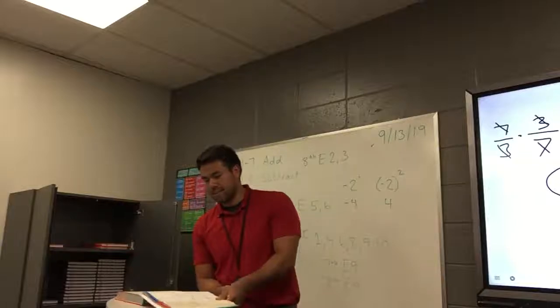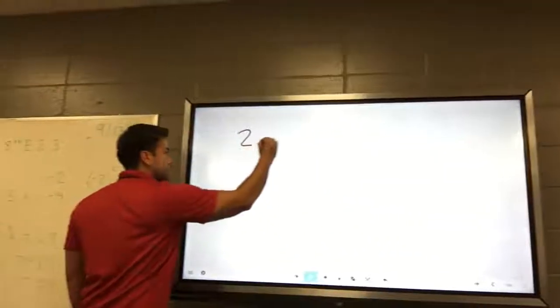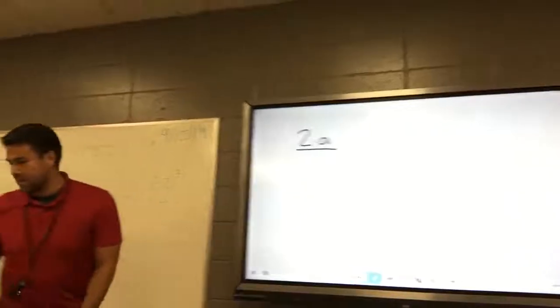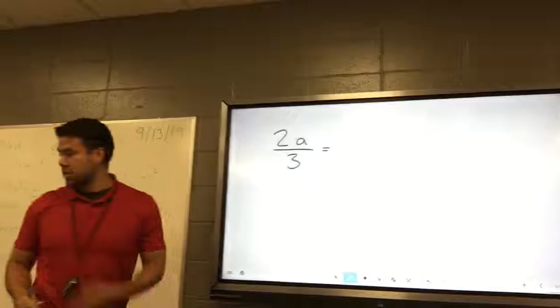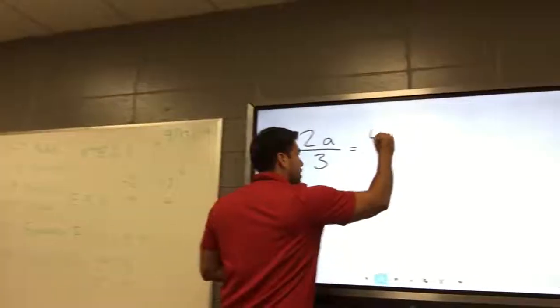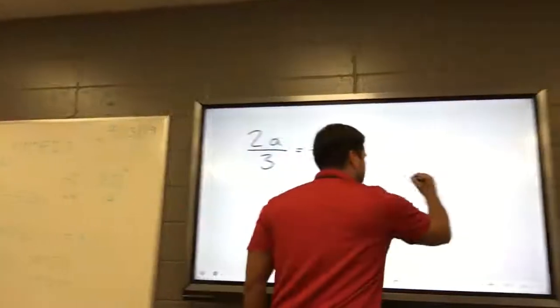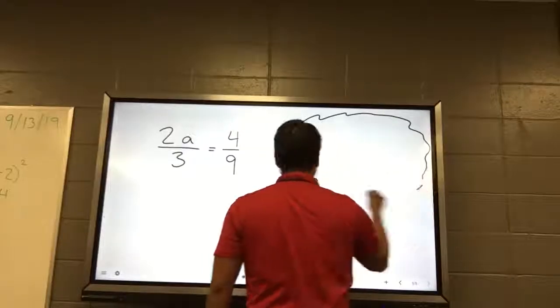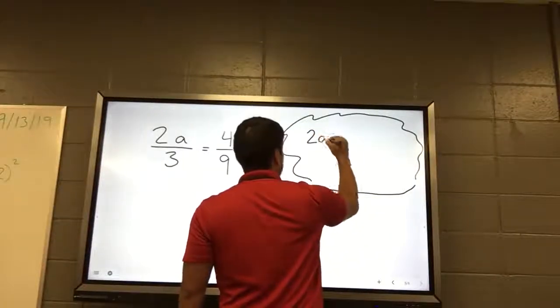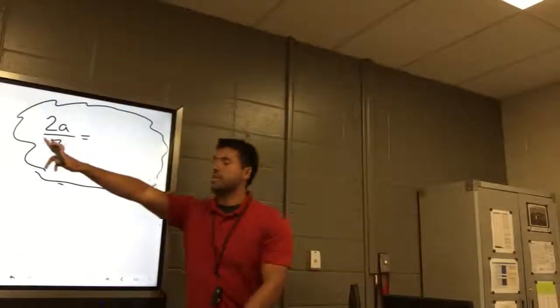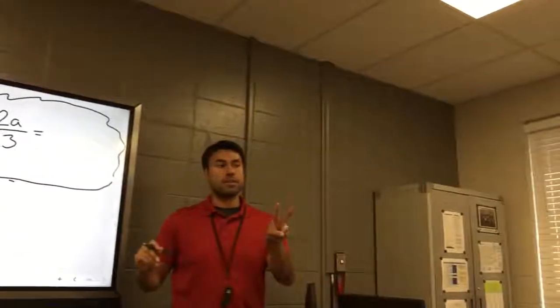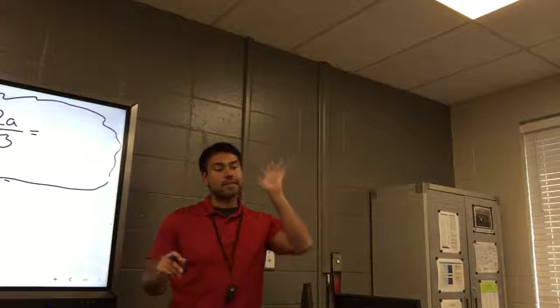Okay. Let's go with this one here, which is written slightly differently. 2a over 3 equals 4/9. Okay. You need to understand something. This is my thought bubble. 2a over 3 is also equal to, so when you look at 2a over 3, it looks like a two-step problem, but it's actually a one-step problem if you could see it a little bit differently.